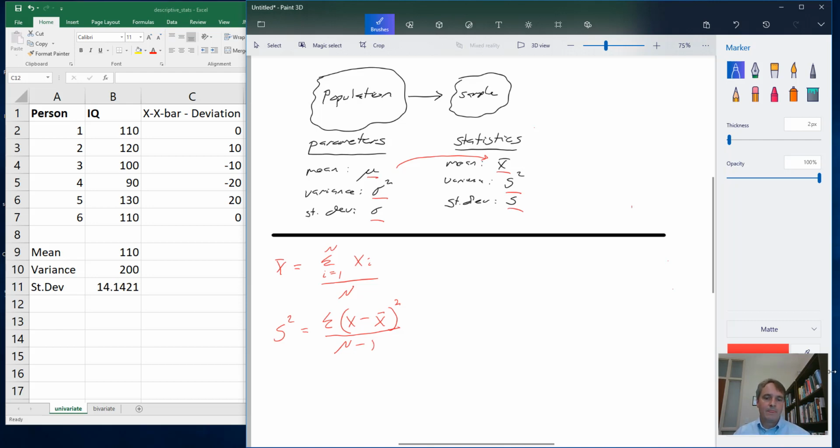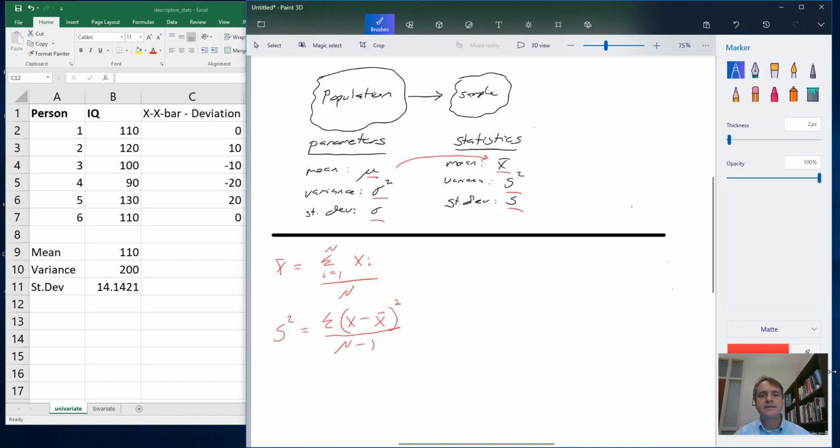Now, if what we're trying to do is get at the average distance from the mean, why is it that we're dividing by n minus 1 instead of n? Well, there are theoretical reasons for this, and it has to do with the fact that, remember, these statistics over here are intending to estimate the population parameters. And it turns out that the sample mean does a very nice job of approximating the population mean.